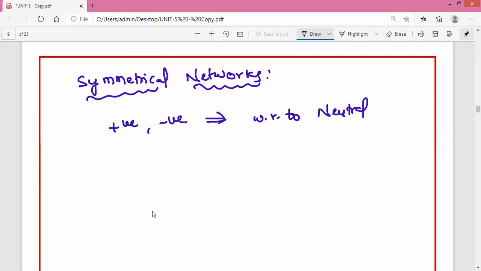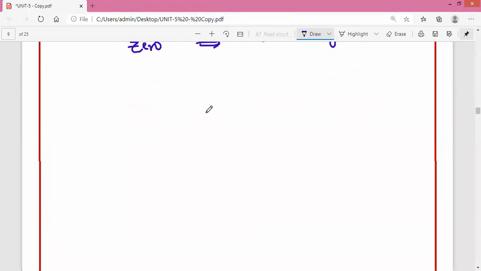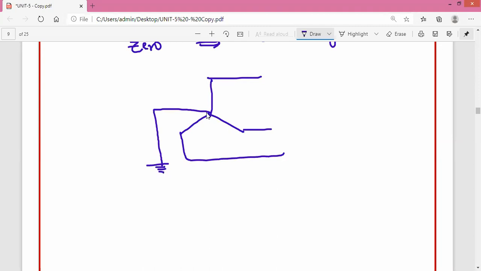Everybody has to remember this. These have been represented with respect to neutral, whereas the zero sequence component is represented with respect to ground. Most of the students have a doubt: what is the difference between neutral and ground? Let us take a three-phase system. This is the R phase, Y phase, and B phase. This is the neutral, and this is the ground.